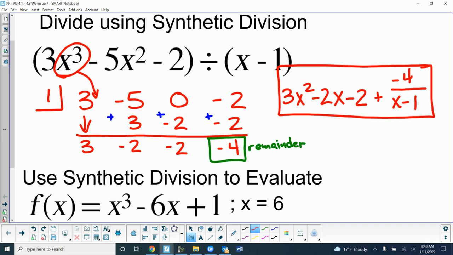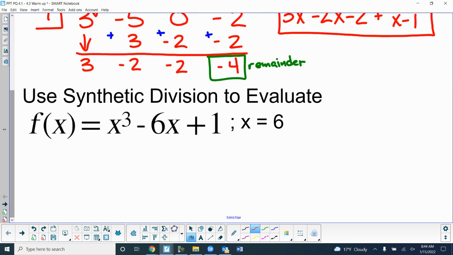Instead of doing it the long division way, using synthetic division, which is a lot quicker for us, right? Questions? It's pretty easy, right? Yeah. Okay. The second type of problem, it says use synthetic division to evaluate. Okay. So, if we just put like -4 over x minus 1, that's okay. Yeah.